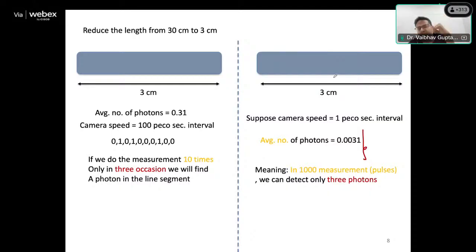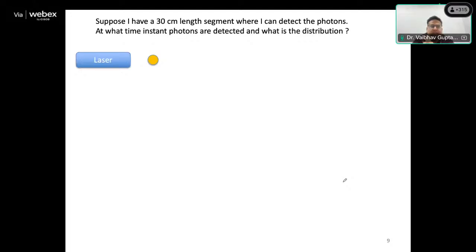Now you can make this segment smaller or bigger. You can talk about a 30 centimeter length scale, and then suddenly this will become four out of 100 measurements, and then you will have only 0.3 photons available. So that scaling you can do, that is no problem. But now let's try to do this again one more time.